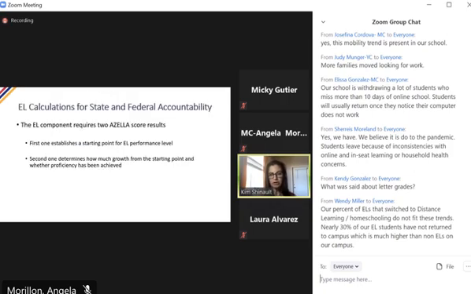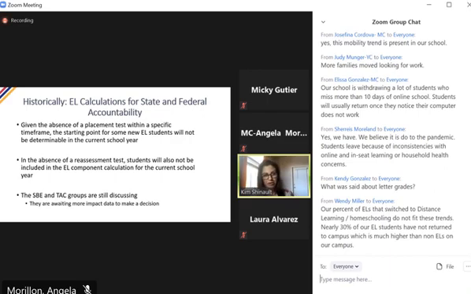So, the EL calculations for state and federal accountability. The EL component that I calculate requires that each student has two AZELA score results. The first one establishes a starting point for their performance level, and the second one determines how much the student has grown from that starting point and whether or not proficiency has been achieved. In a nutshell, this is how the calculation functions.